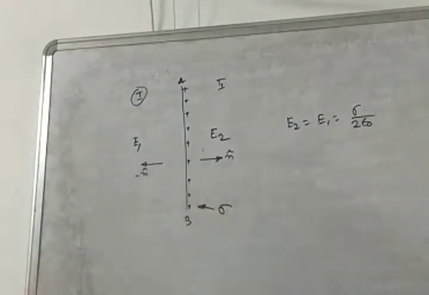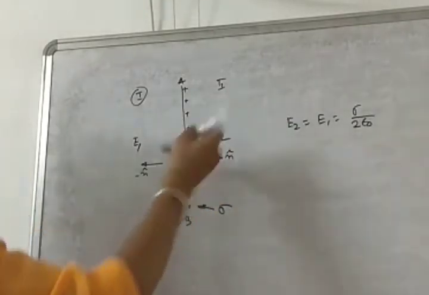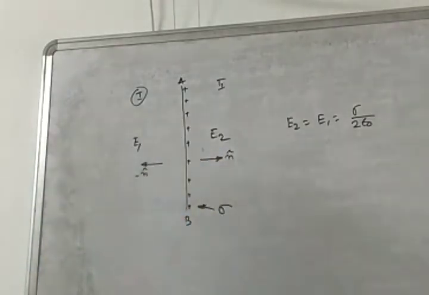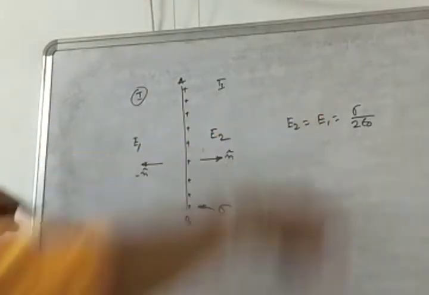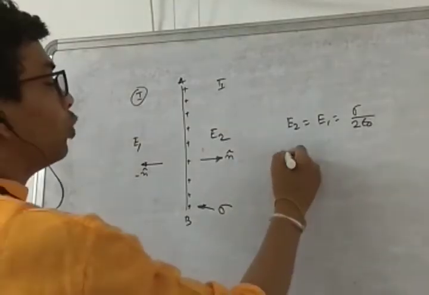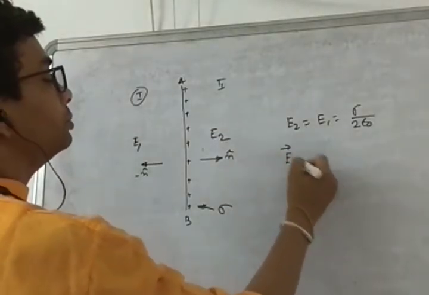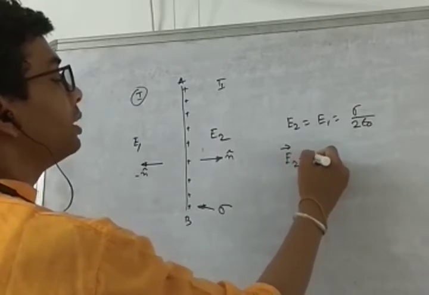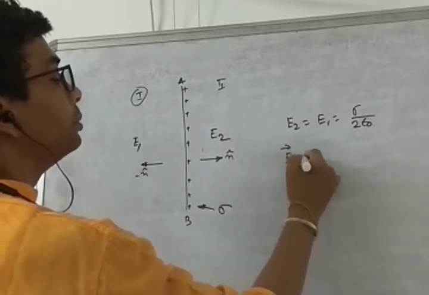minus N hat. Normal to the surface is N hat, and along this side, normal to the surface is minus N hat. This normal direction is N hat, this normal direction is minus N hat, since directions are opposite, but along the same line. So, the normal component of E2 vector.